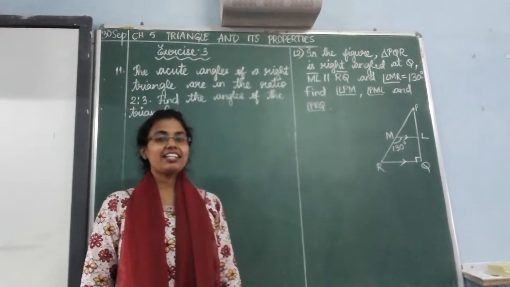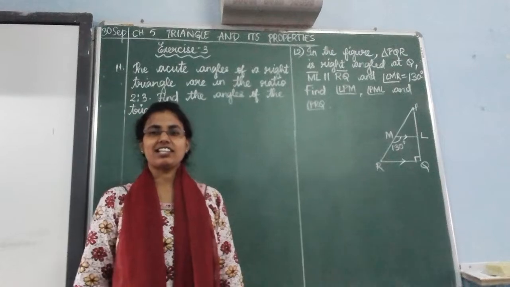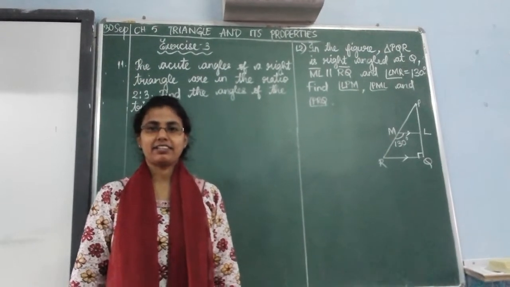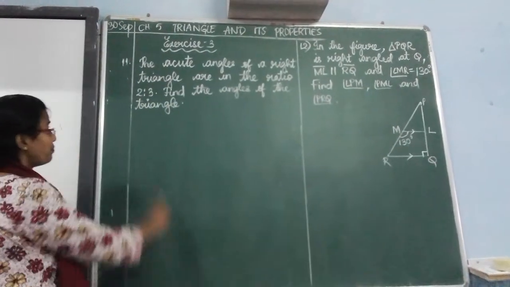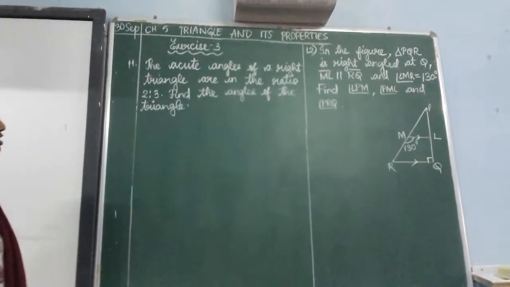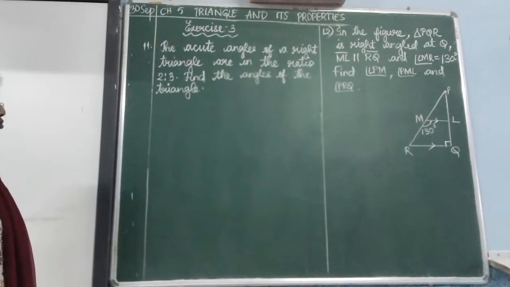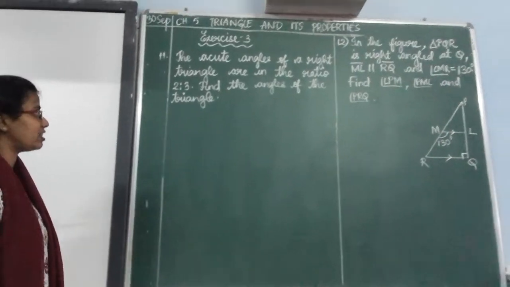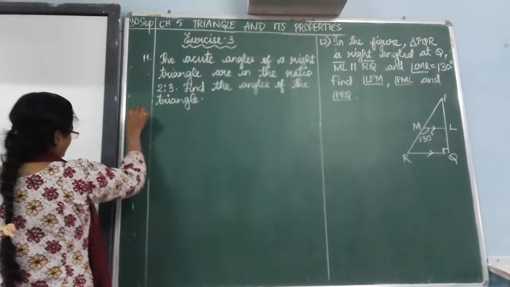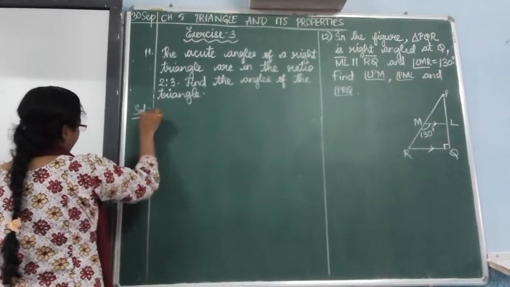Okay, there are last three problems left for this exercise. Let us complete them. The 11th problem is: the acute angles of a right triangle are in the ratio 2:3. Find the angles of the triangle. So let us start writing.